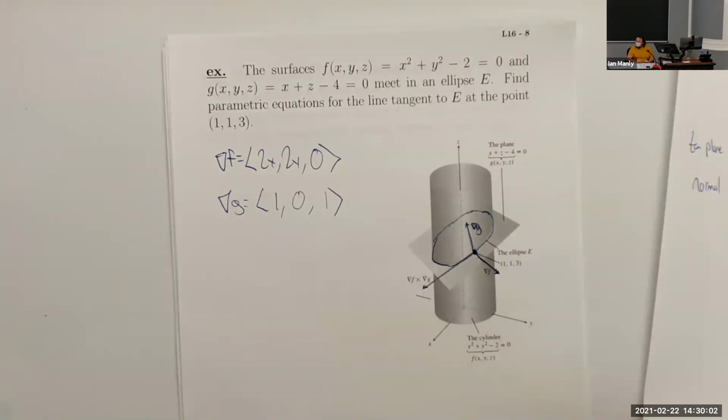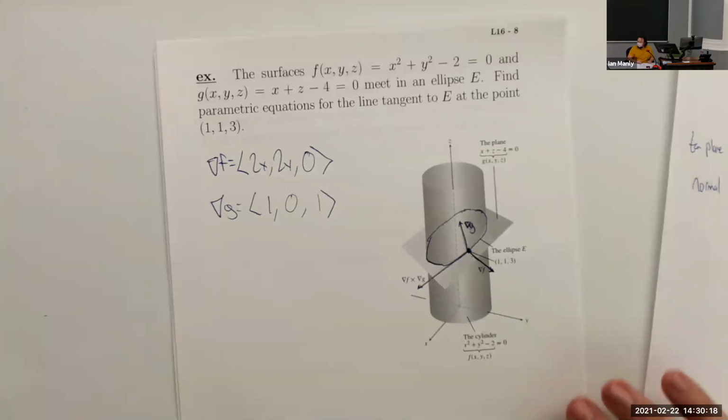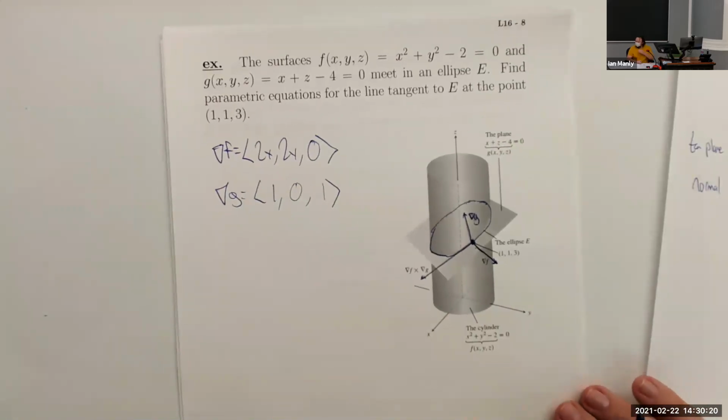Let's see, why doesn't our handy-dandy formula work on this? Because we're not looking at just one surface here. We're looking at the intersection of two different surfaces. So it's going to be a different kind of situation here. So that's why we can't just do it the same way that we did it for the previous problems here.